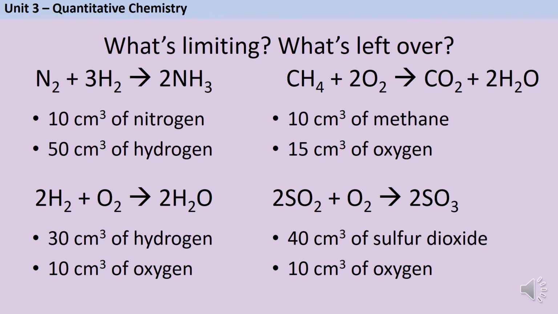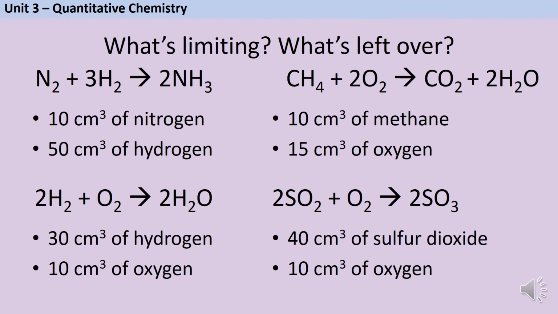We know that each mole of any gas takes up 24 decimetres cubed at room temperature and room pressure. So therefore, if we know the ratio of moles that react, which we do because we have a symbol equation, we also know the ratio of volumes that react. If I know that 1 mole of nitrogen reacts with 3 moles of hydrogen, then I also know that 1 decimetre cubed of nitrogen reacts with 3 decimetres cubed of hydrogen, or 1 centimetre cubed of nitrogen reacts with 3 centimetres cubed of hydrogen, because that ratio is always going to hold.